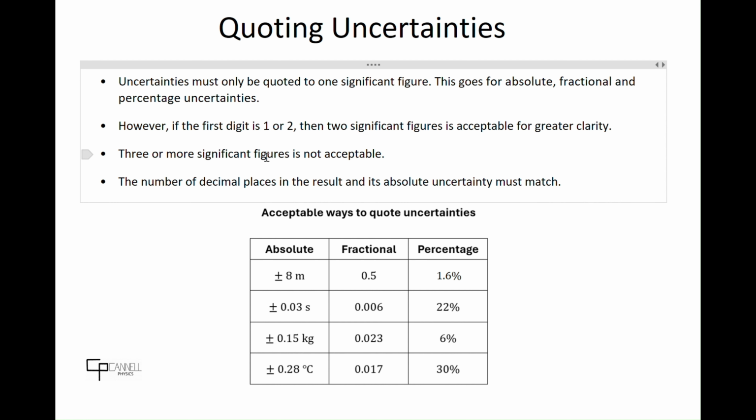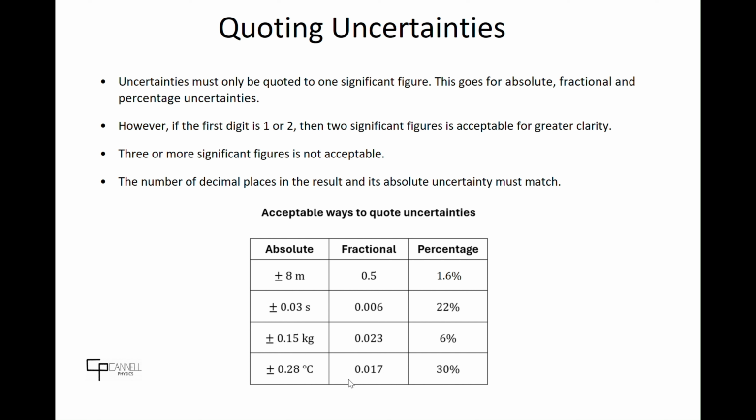But 3 or more significant figures is generally not acceptable for uncertainties, because we can't be too certain about our uncertainties, pun intended. But another rule to consider is that the number of decimal places in the result and its absolute uncertainty must match. So to highlight the first three dot points, I've put a table here of some acceptable ways to quote uncertainties. For the absolute column, I've just put units for context. And here I've got fractional uncertainties and percentage uncertainties.